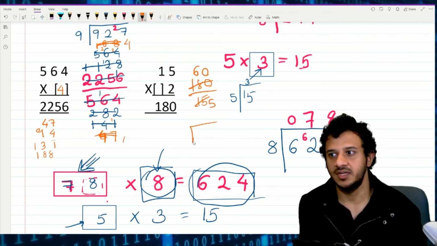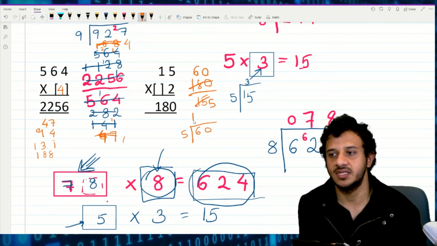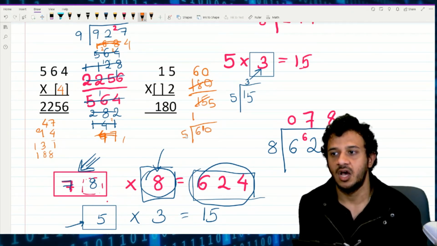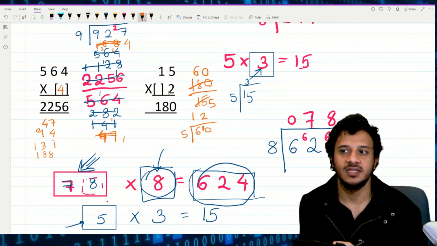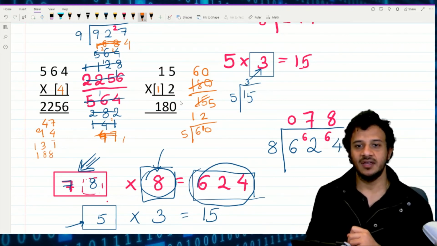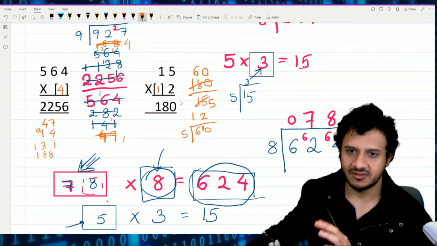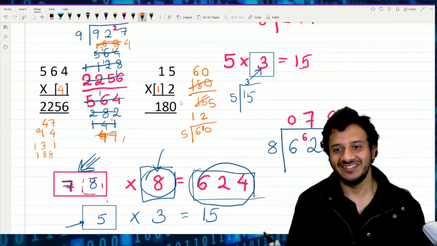60 divided by 5. How many 5s can go into a 6? 1, left over 1. How many 5s can go into a 10? That's a 2. 12. So the answer should be 12. So I know that the last one was okay. The one before was a bit hard. It's a hard question.